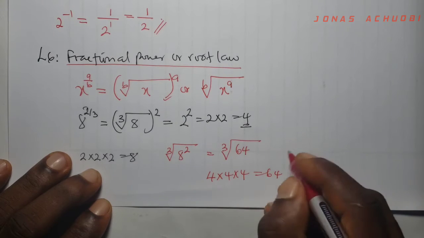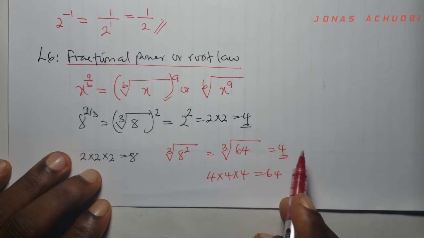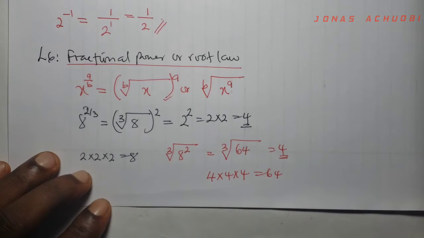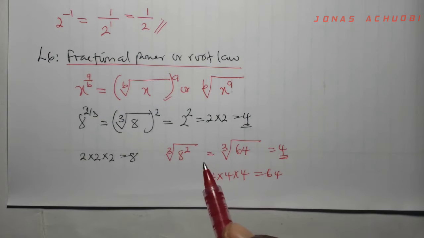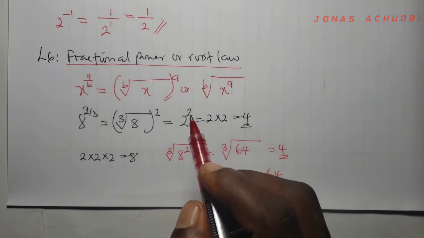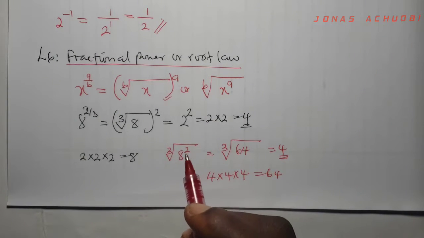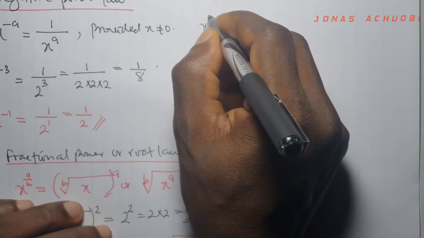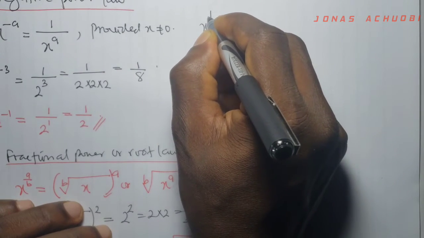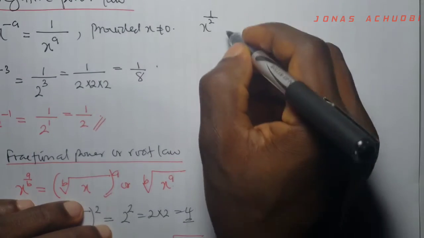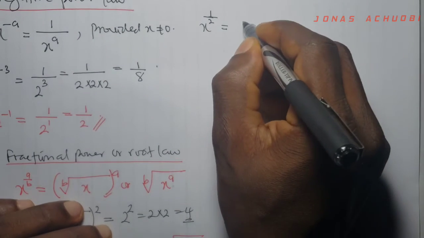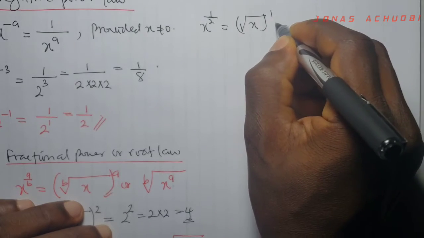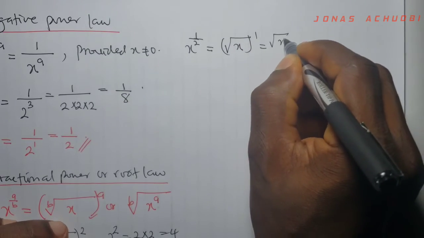So the cube root of 64 is equal to 4. So you've seen that the answer we have here in this form and this other form are just the same. So we take note of this, the fractional power law. However, this law has a special case. Now, if the denominator of our fraction is 2, let's say x raised to the power 1 over 2, then we shall write this as the square root of x raised to the power 1, which is the same thing as what? The square root of x.